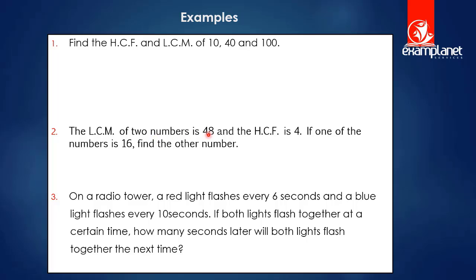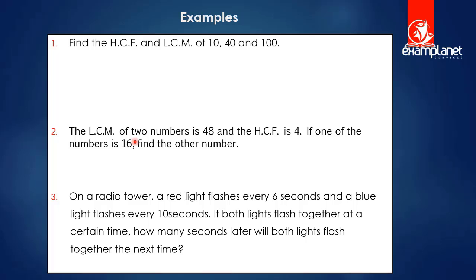Okay. Now, example 2. It says the LCM of two numbers is 48 and the HCF is 4. If one of the numbers is 16, find the other number. So, this is talking about the LCM and the HCF, the products and all that. Now, from this question, you can recollect the rule that we can apply for this. So if the LCM of the two numbers is 48 and the HCF is 4, and the question says one of the numbers is 16, so what is the other number?